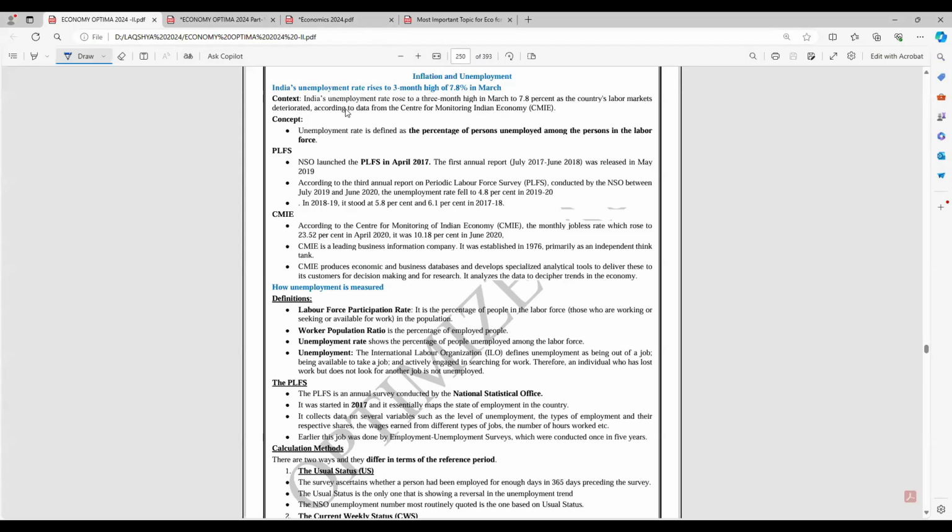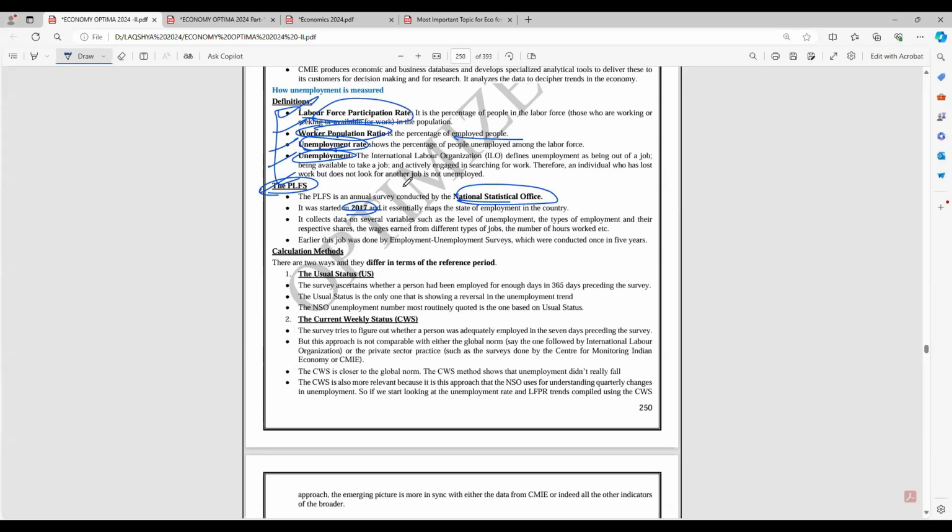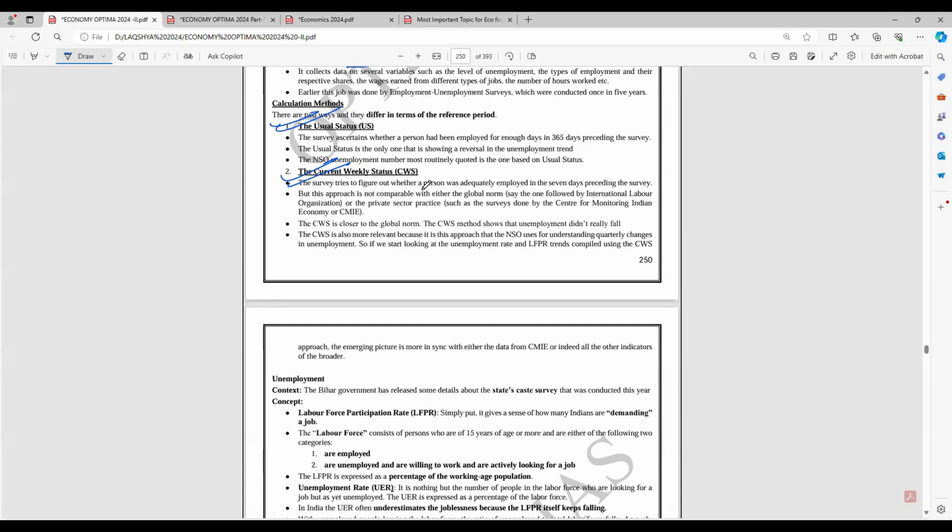So the first thing you need to prepare is the definitions. What is labor force participation rate? What is worker population ratio? I have explained everything. Unemployment rate, employment, you should know the basic definitions. Next, PLFS data. PLFS, very, very important. It is conducted by the National Statistical Office, started in 2017. The methodology is usual status and current weekly status. These two are very, very important. They can make use of them, and it is used for unemployment.